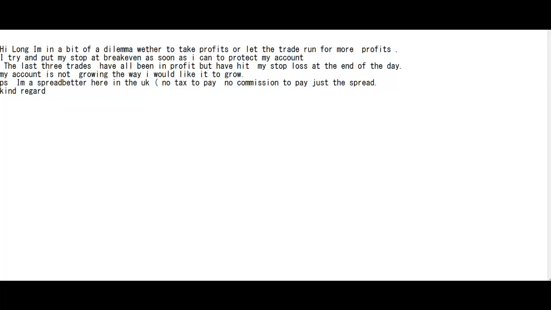Kind regards. Do not put the stop at break even as soon as you can. You can put the stop at candlestick open or high or low. Next candlestick lower close or higher close, then put the stop to open or high or low. You can choose one. And you turn few profit into big profit.